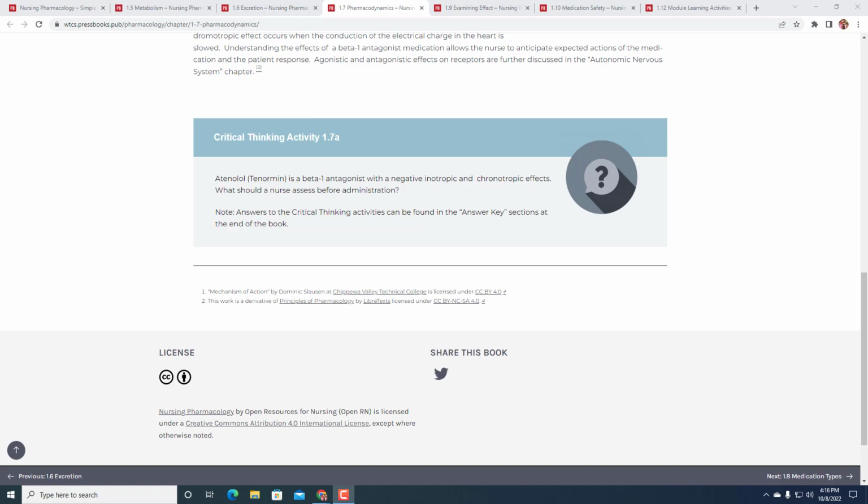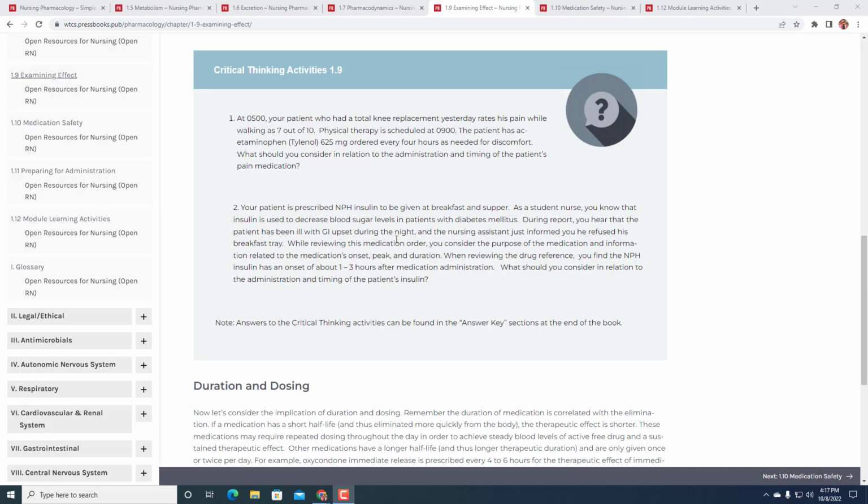All right, let's go on to 1.9. We have two parts to this one. First, number one, at 0500, your patient who had a total knee replacement yesterday rates his pain while walking as 7 out of 10. Physical therapy is scheduled at 0900, so 9 a.m. to us. The patient has acetaminophen, Tylenol, 625 milligrams ordered every 4 hours as needed for discomfort. What should you consider in relation to the administration and timing of the patient's pain medication?